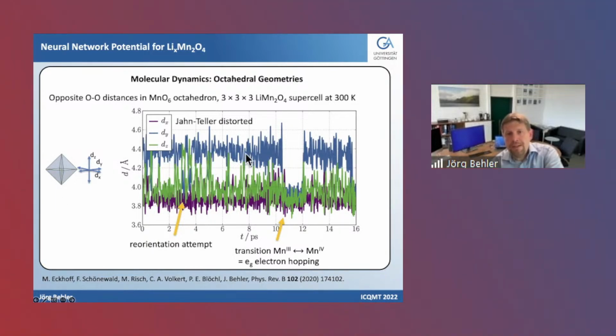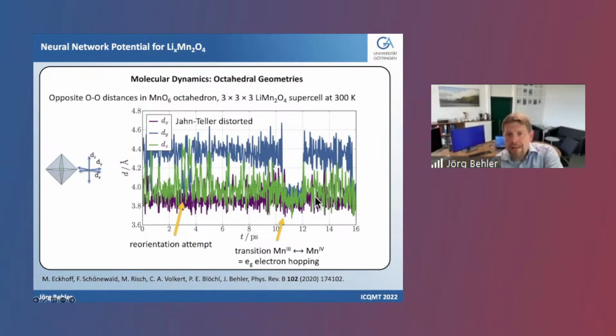And you see here, this is the Jahn-Teller distorted one, so it's manganese 3, with different diameters. And then here's the orientation attempt. This fails at this temperature. But then you see something very interesting happening. And this is the Jahn-Teller distortion. And this means that in principle, we should have here an electron transition, so we form a manganese 4.